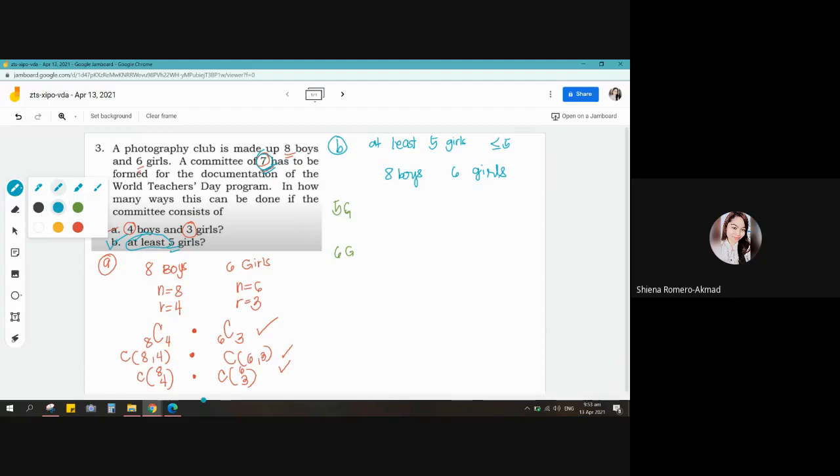So when 5 is the number of girls, our R here is 5 and our N is 6. Times, how many are left for the boys? Because the total is 7, we only have 2. Correct. So that's 8 taken 2 at a time. And this one is combination of 6 taken 5 at a time.